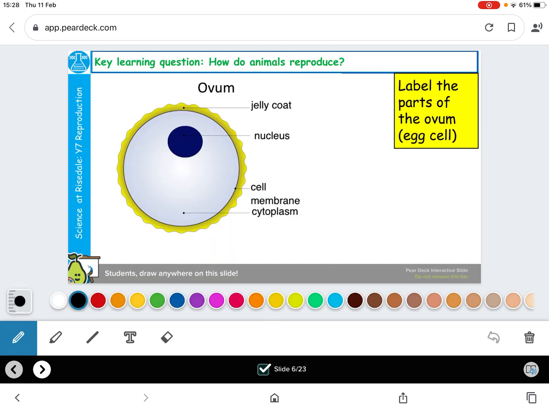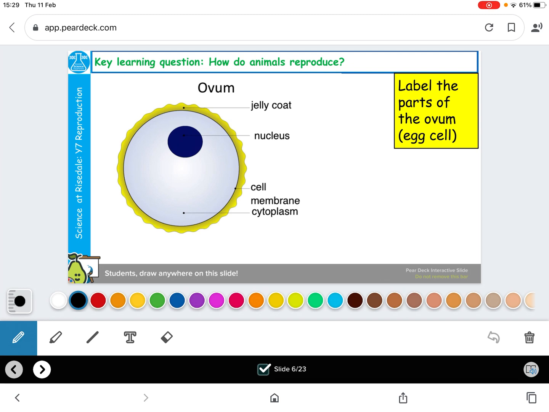In the live lesson, we also talked about the structure of the egg cell, which can also be called an ova or ovum if there is more than one. This slide asks you to label the egg cells, so well done for having a go at this task. I realised that I hadn't asked you to draw the egg cell in the live lesson, so if you were using your notes, this was a little harder.